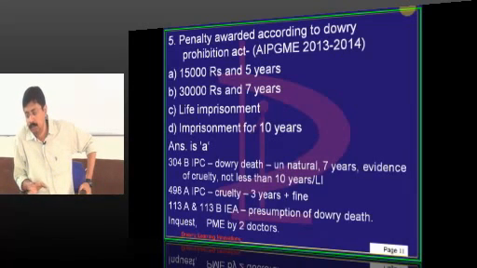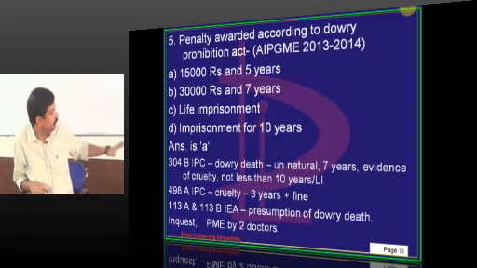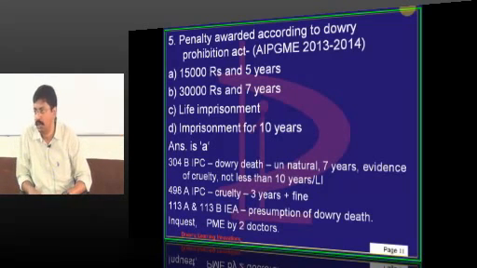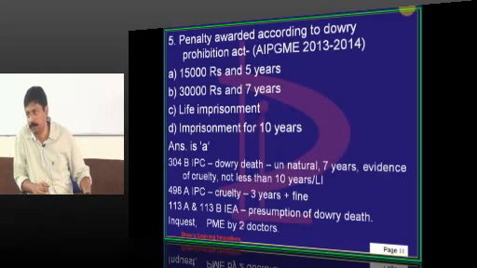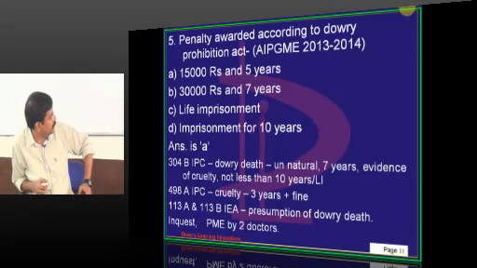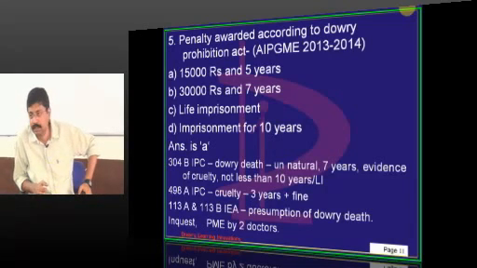498A is another important thing in relation to dowry death. Here there is no death. In 498A there will not be any death, but there will be cruelty. There will be torture, mental harassment, and physical harassment, and the punishment is 3 years plus fine. And 113A and 113B of the Indian Evidence Act.